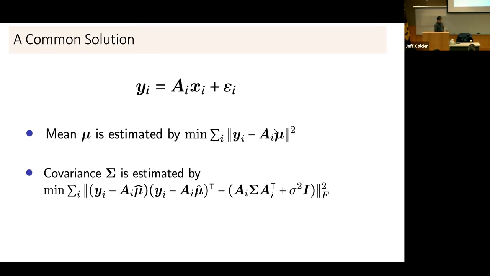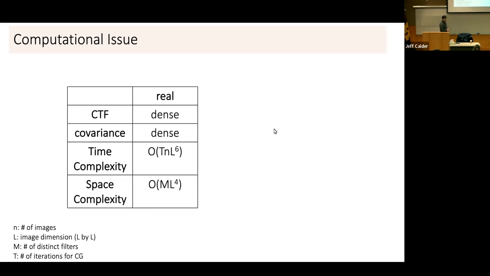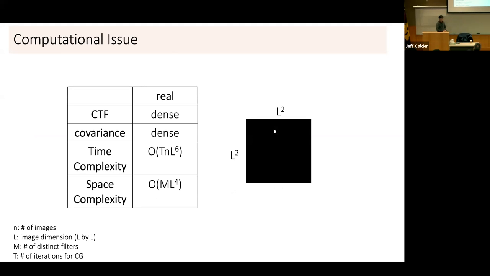The common solution is that you can estimate the mean and the covariance of these images by the least squares method. This is the most common method, but it's still computationally challenging. Why? If you look at the covariance matrix in real images, where L is the dimension of the image, which can range from 100 to maybe 1000. If you have a 500 by 500 image, this covariance matrix will have more than 100,000 by 100,000 dimension. It can take several hundred gigabytes to store.